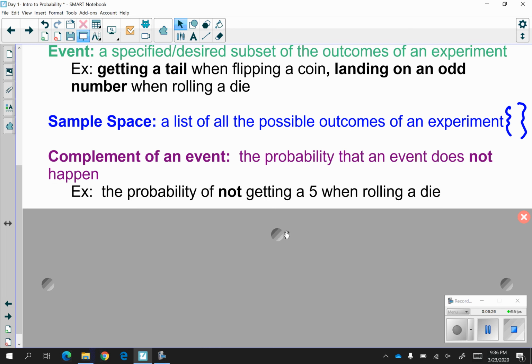A complement of an event is the probability an event does not happen. So the probability of not getting 5 when rolling a die. If you're trying to figure out the probability of getting an even number when rolling a die, the complement is the probability of not getting an even number when rolling a die. So you always know it's complement when you see the word not.